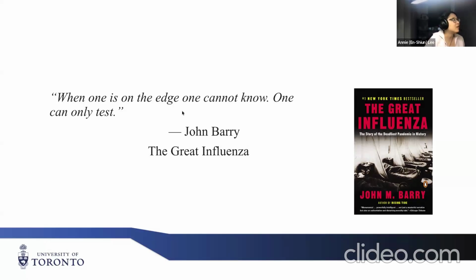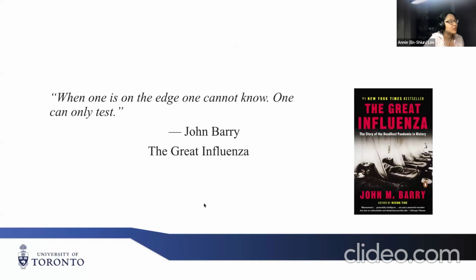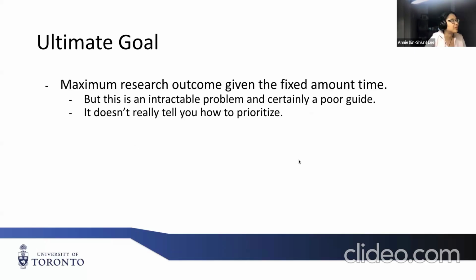And it says, when one is on the edge, one cannot know, one can only test. So when you're on this boundary of discovery, you do not know what the truth, what the knowledge is. You can only test for it. And so that's what we're going to base the information theory on. So testing, hypothesis testing. What are we testing, right? We may have all these hypotheses, these leaps of faith, but how do we test? Do we measure it? Do we logically rationalize it? When do we know we've tested enough and need to make a pivot?